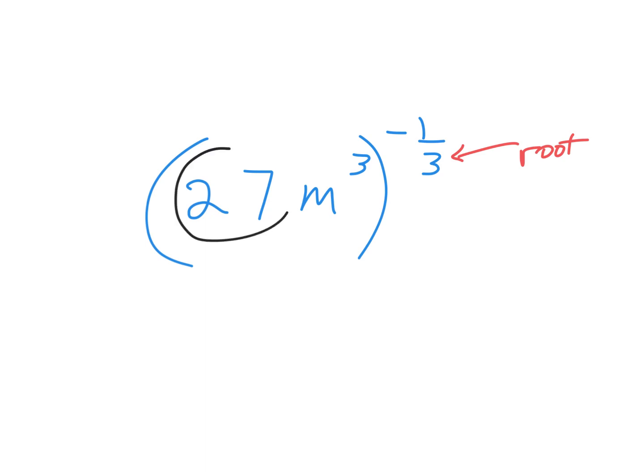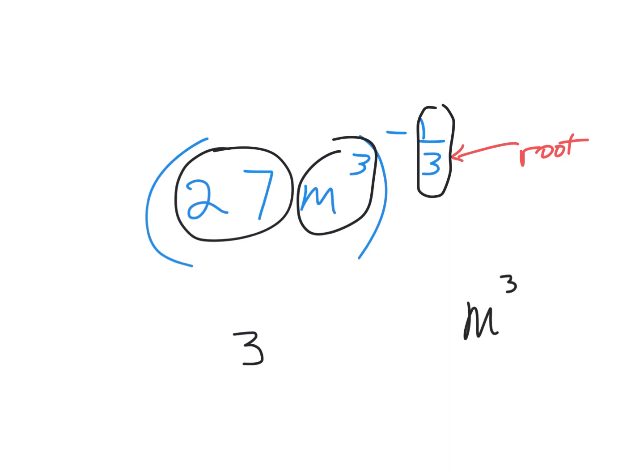All right, so this 27 is to the 1/3 power first. I'm not going to do the negative till the end. The 1/3 root of 27 is 3. And then this m to the 3rd, I'm just going to separate that out and show you for a second. M to the 3rd to the 1/3, when you multiply these two, you get m to the 1. So that's just m.